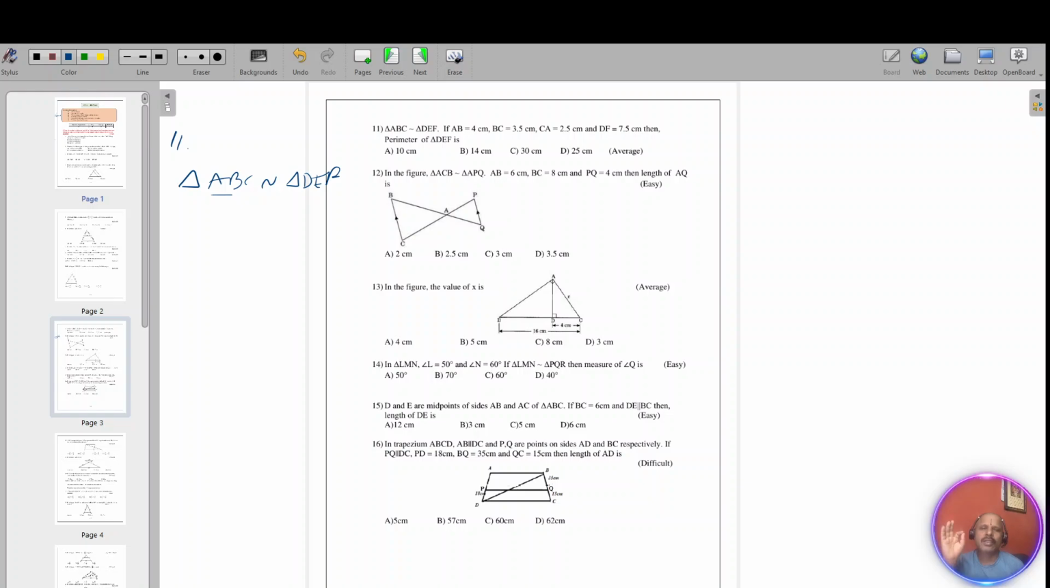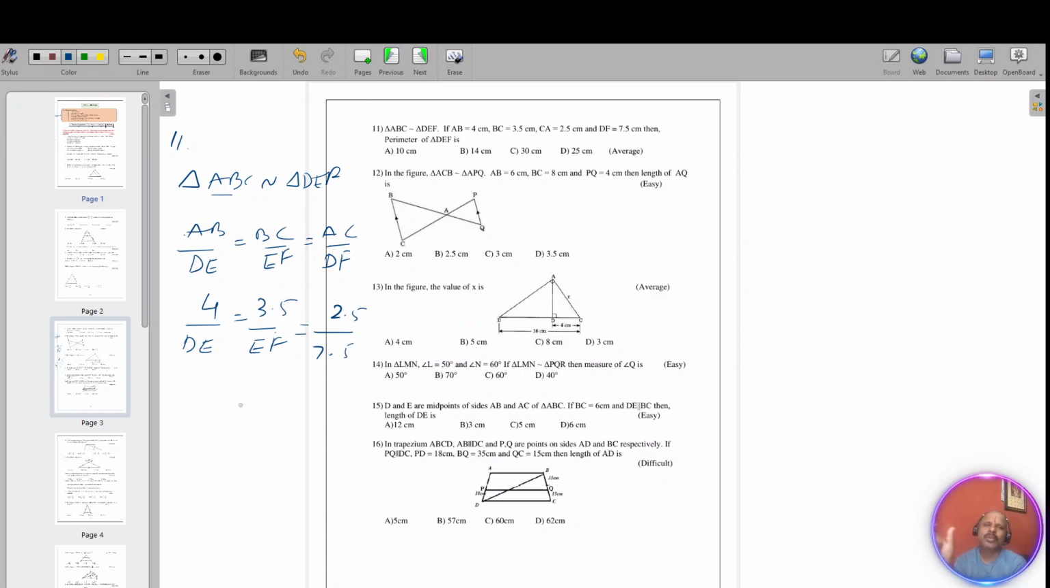No, the sides are in the ratio, right? So what we can say is, first write the ratio of both the triangles. Similar triangles, SSS theorem: AB by DE equal to BC by EF equal to AC by DF, right? Since AB is given, just substitute the values. AB by DE, equal to BC is 3.5 by EF, AC is 2.5 by DF, which is given as 7.5.